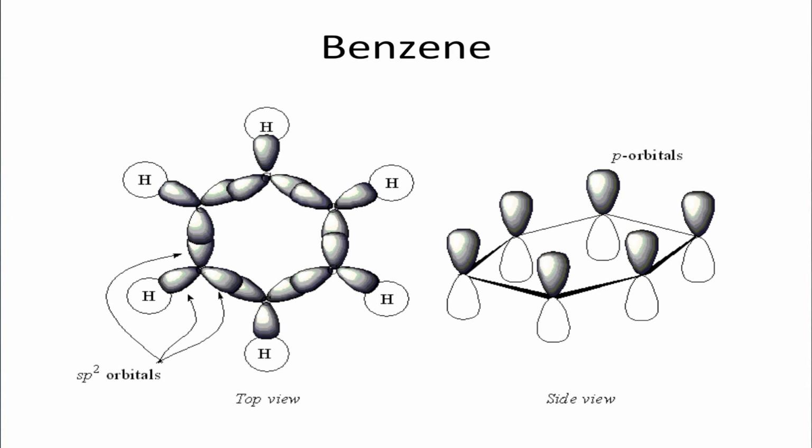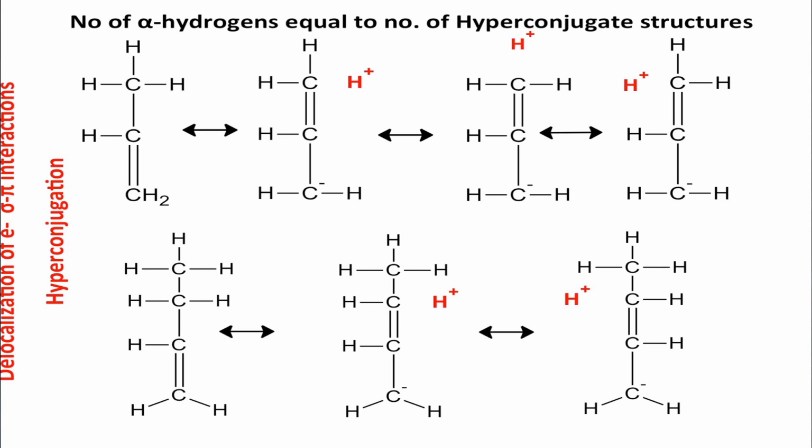Resonance is the next factor which will affect the reactive intermediates. We can take benzene as the best example for resonance. Benzene has 6 electrons, and the delocalization of these 6 electrons gives extra stability to the benzene ring. The third factor is hyperconjugation.